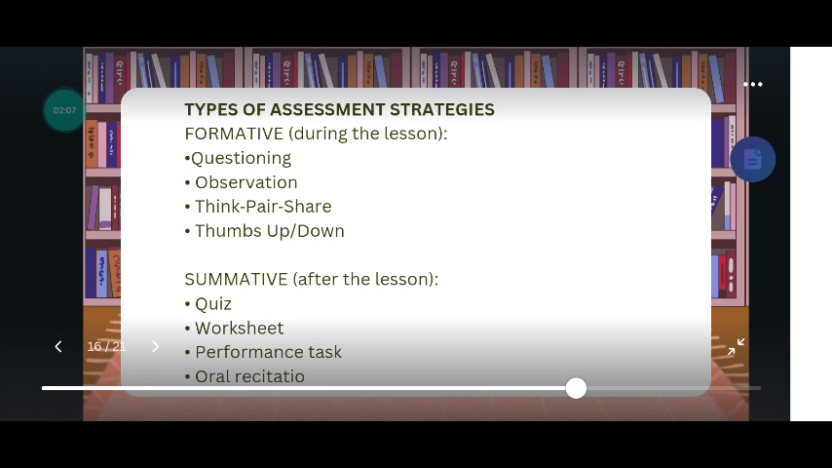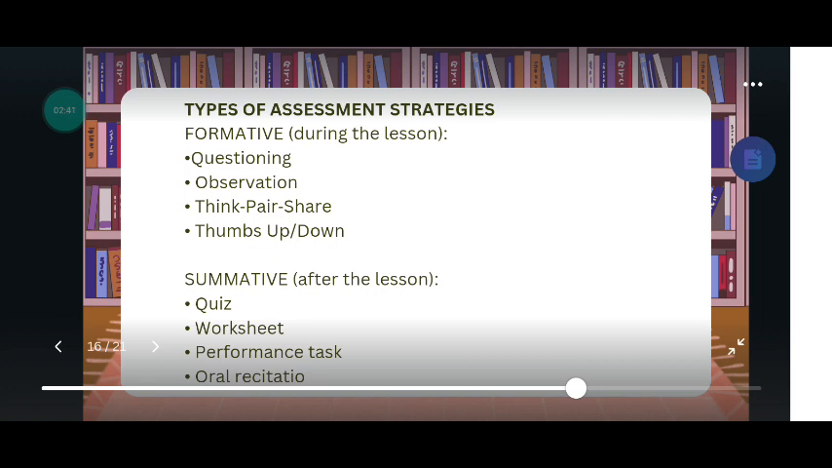For example, you can ask the students if they have already experienced or have existing knowledge about the given lesson. Second is the observation. You can let them observe first before the actual lesson. Then the think-pair-share, here it is the groupings. And last is the thumbs up or thumbs down.